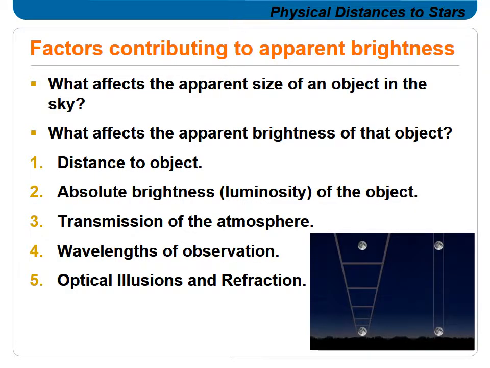Just as stars have apparent motion that is different from their inherent motion, they have an apparent size that is different from their inherent size, and an apparent brightness that is different from their inherent luminosity. The factors that lead to observed size and brightness are distance to the object, absolute brightness of the object, transmission of the atmosphere, the wavelengths that you're observing at, and optical illusions, and refraction.